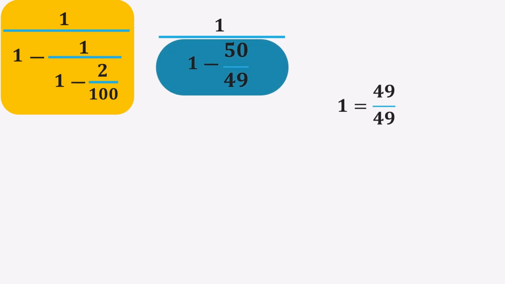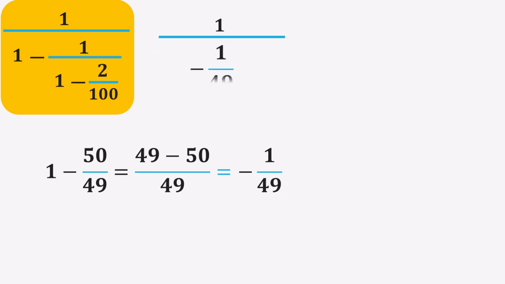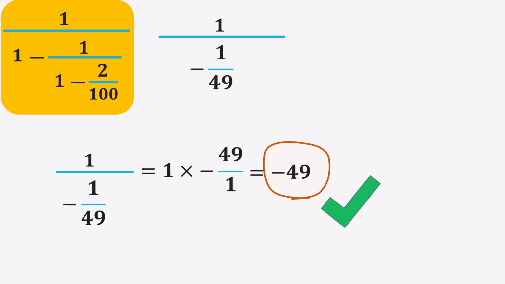Again, common denominators. Let's set 1 equal to 49 over 49. So, 49 minus 50 over 49 is equal to negative 1 over 49. And now the final step. 1 over negative 1 over 49. Again, let's use the fact that dividing by a fraction means multiplying by its reciprocal. 1 times negative 49 over 1 is negative 49. So, this terrifying tower of fractions turns out to equal negative 49.